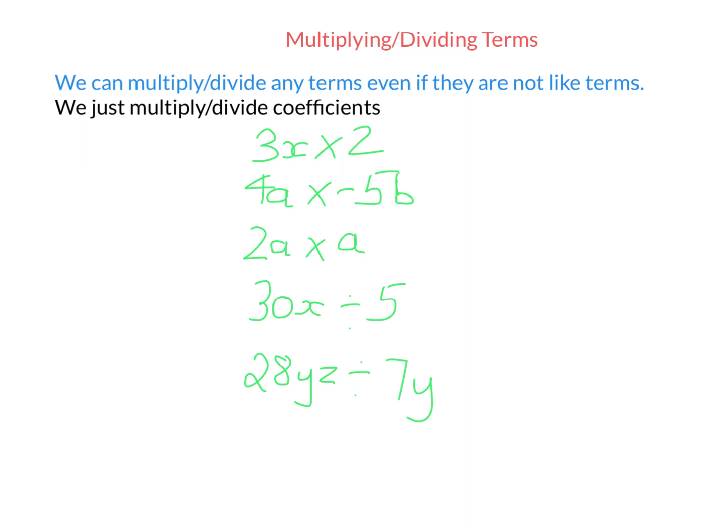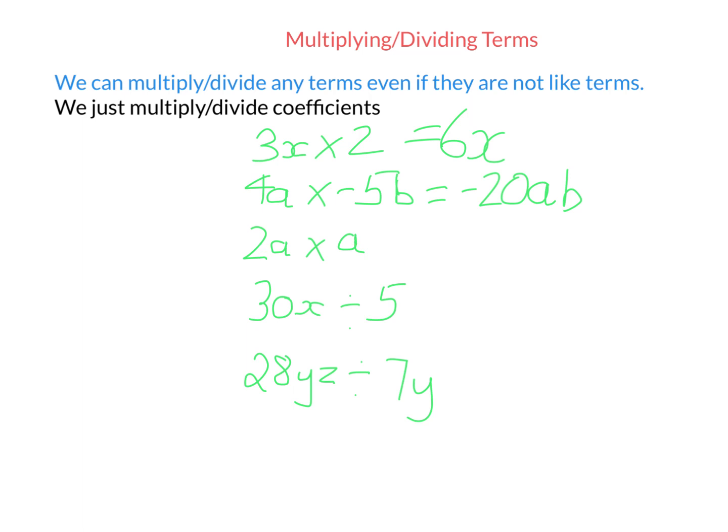So if you have 3x and 2, well, 3x and 2 are not like terms, but that doesn't matter. We can still multiply them. So we just multiply the coefficients, so the numbers. 3 times 2 is 6, and then we just write the pronumerals. So 4a times negative 5b. 4 times negative 5 is negative 20, and then we just write the pronumerals.